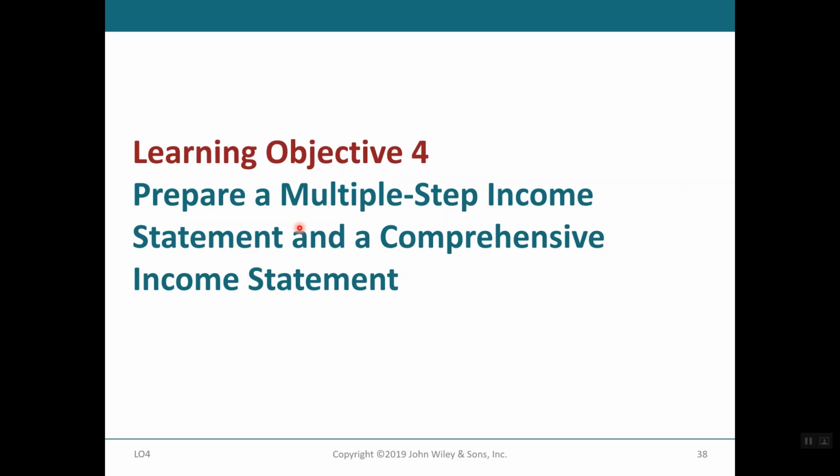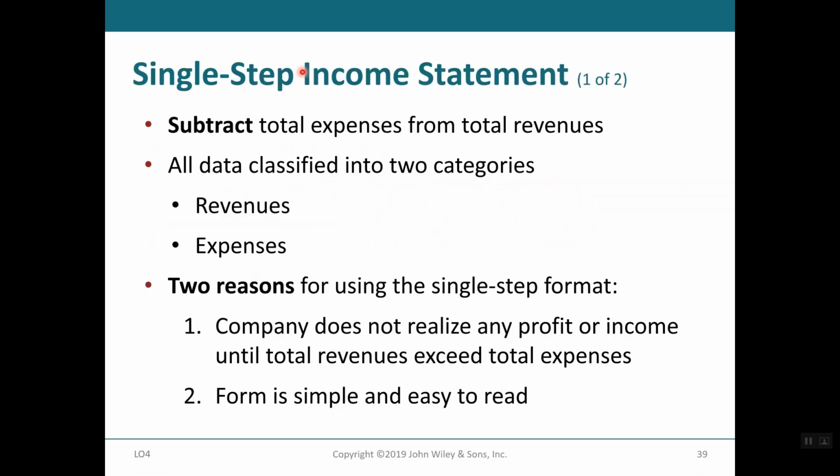All right, so we're going to learn objective 4: prepare a multiple step income statement and a comprehensive income statement. A single income statement subtracts total expenses from the total revenue. All data is classified into two categories. We only have the revenue and the expenses. We deduct our expenses from revenue, that gives us our net income, and we're done.